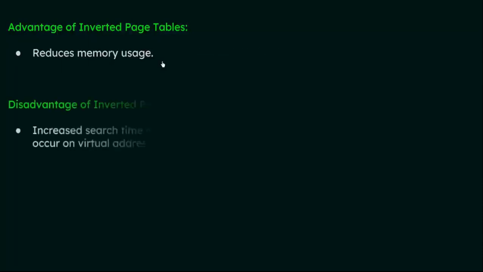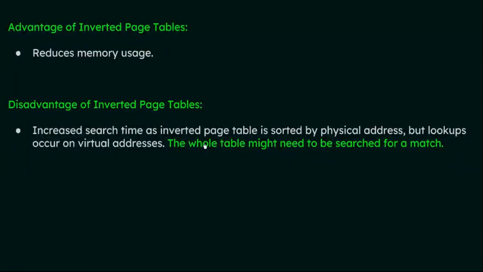Now coming to the disadvantages, the disadvantage is increased search time, as the inverted page table is sorted by physical address, but lookup occurs on virtual addresses. The whole table might need to be searched for a match. So here the lookup time or the search time is increased. And why is that? That is because, as I already showed you, the page table is indexed on the basis of physical addresses or the frame numbers that we have seen. But when we are looking up for something, we are looking up on the basis of the process ID and page number, right? When we were searching it, what were we passing? The process ID and the page number.